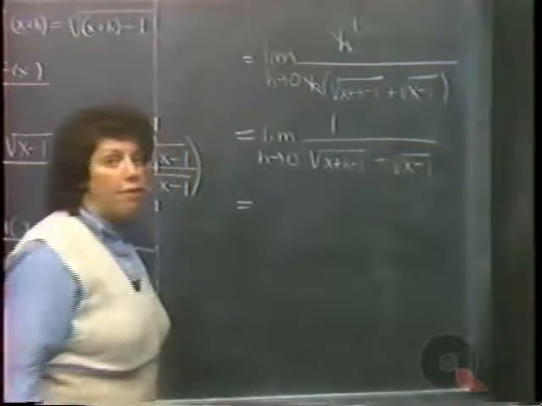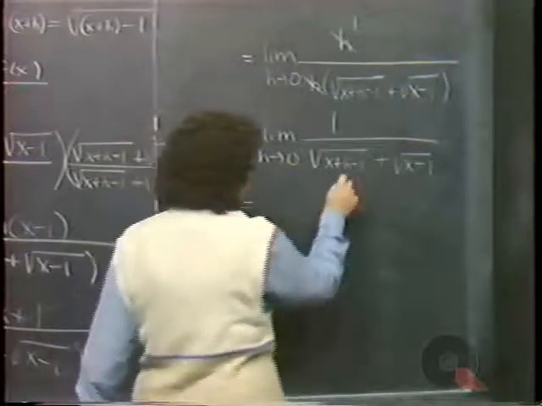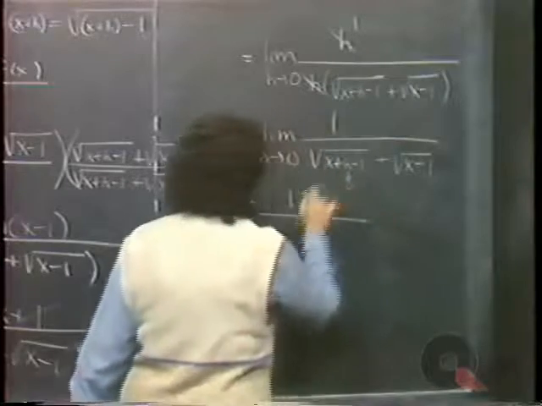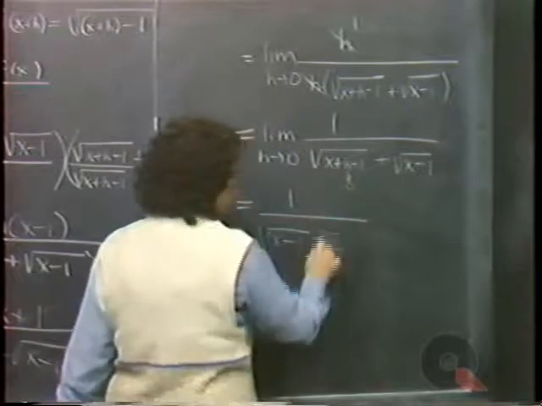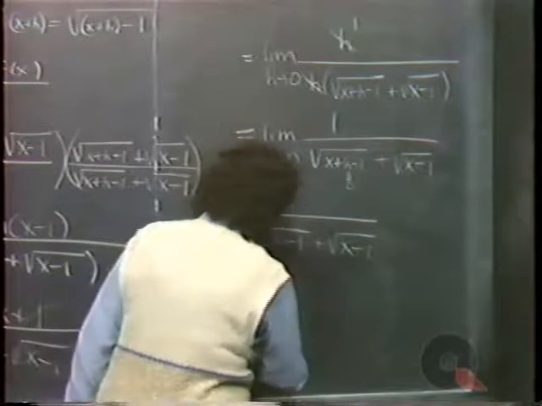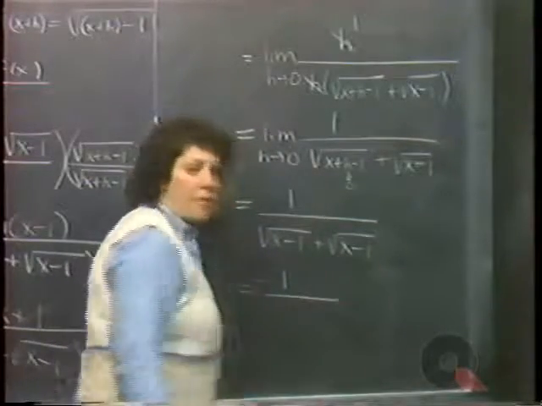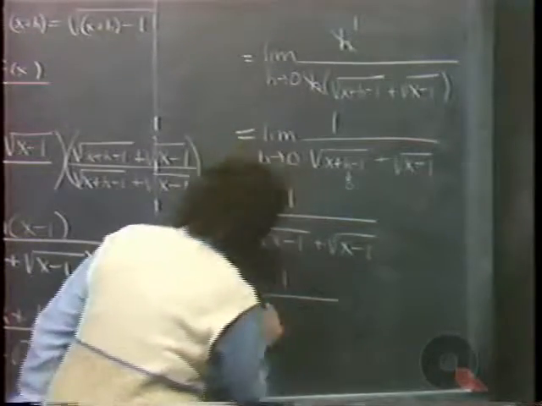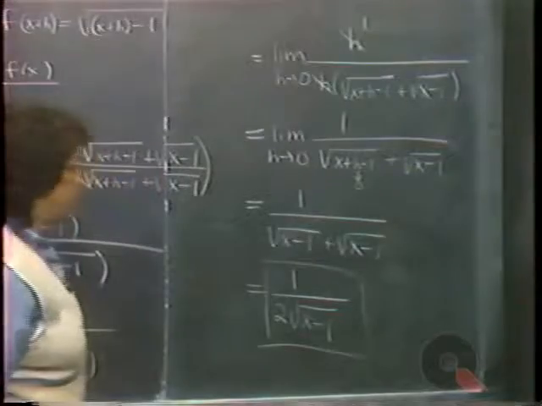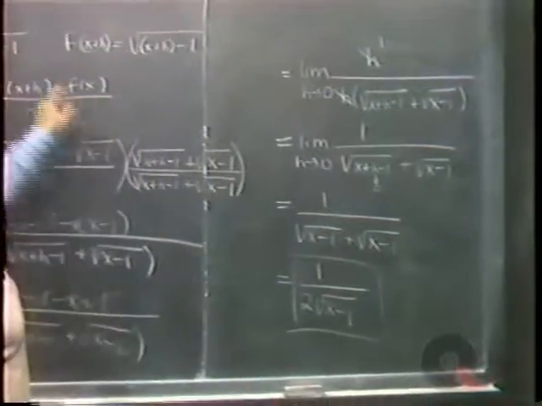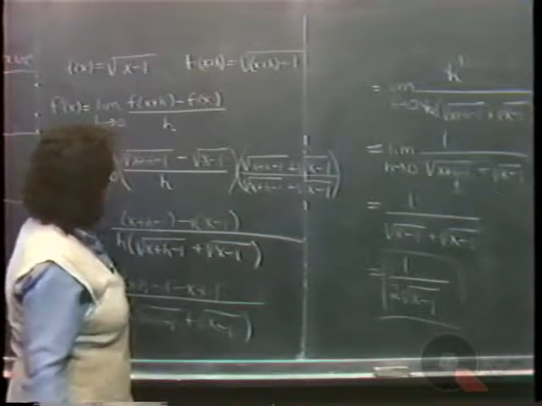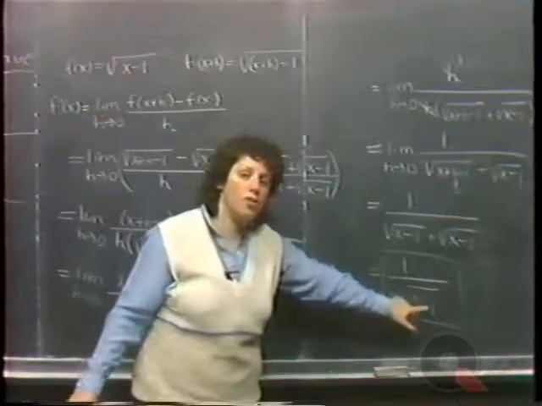And at this stage, we can find our limit by substitution. Because as h goes to 0, the entire denominator does not go to 0. We get 1 over the square root of x minus 1 plus the square root of x minus 1, which gives us 1 over, now, if you have the square root of x minus 1 and the square root of x minus 1, you have 2 of those square roots. So 1 over 2 times the square root of x minus 1 as our derivative for this function. So if f of x is the square root of x minus 1, we were able to use the definition of the derivative to show that f prime of x is 1 over 2 times the square root of x minus 1.